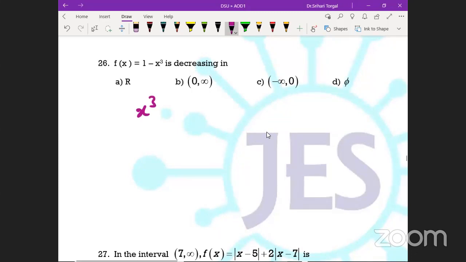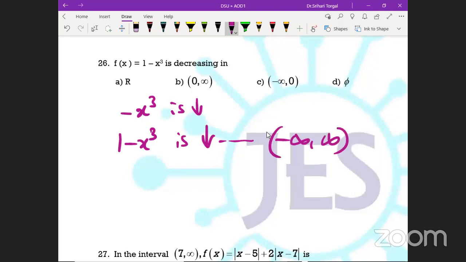Question number 26. Here x cube is an odd function which is always increasing. Minus x cube is always decreasing. If I add 1, that will not matter. So this is always decreasing. That indicates minus infinity to plus infinity, it is decreasing. That is, option A is the right answer.